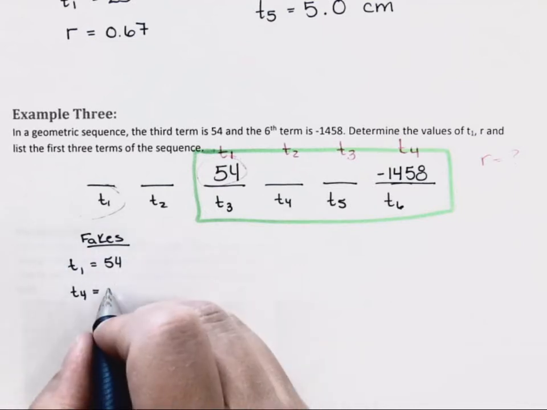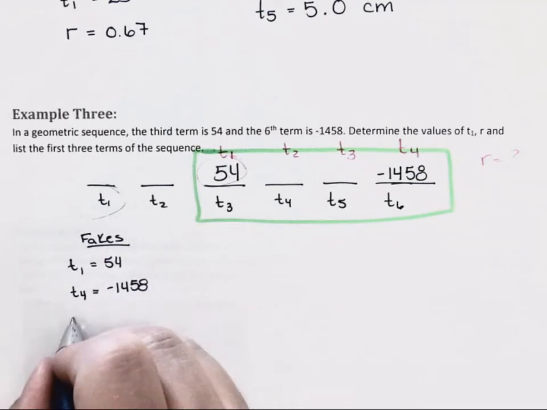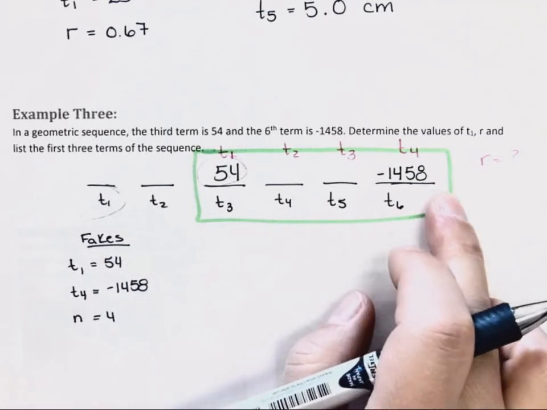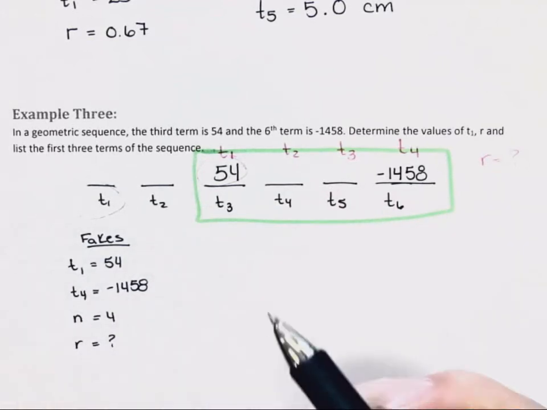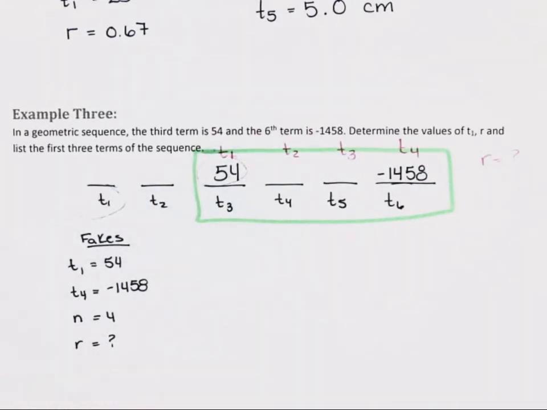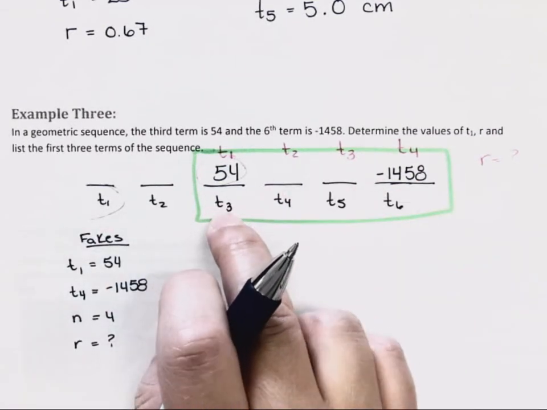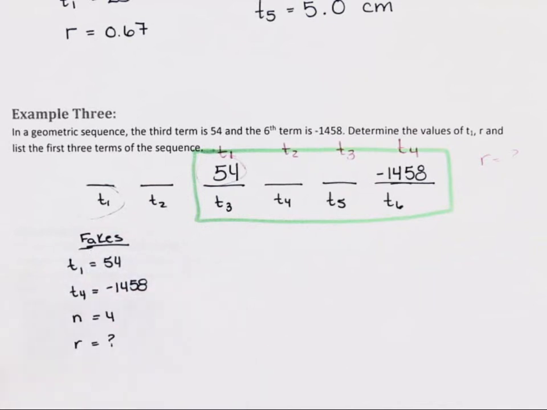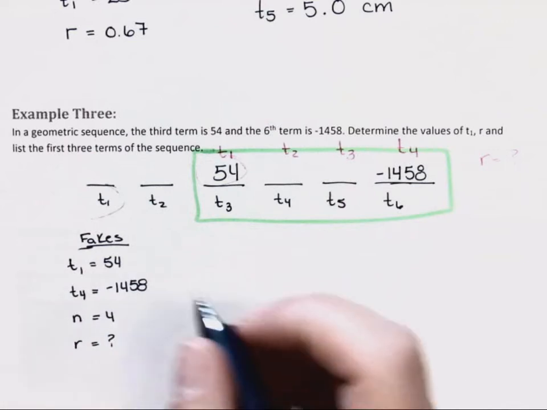T4, again, under my fakes, is negative 1,458. I know that my N is 4 because I only have 4 terms in my fake sequence. And I'm looking for R. If I know R, then I can go back to my real and solve for that. So sometimes you have to use the information given and start your sequence here instead of back here. I'm just calling these my fakes because this isn't my true T1, this is actually T3. But I'm smart enough that I can use the information from here and apply it back to the original.